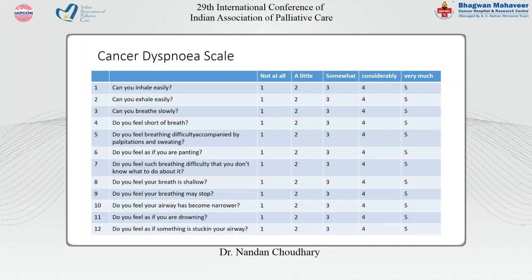So it has a total of 12 items, and it measures 3 factors. The addition of the 3 factors gives the total dyspnea score. So there are 12 items. Item number 1 is, can you inhale easily?